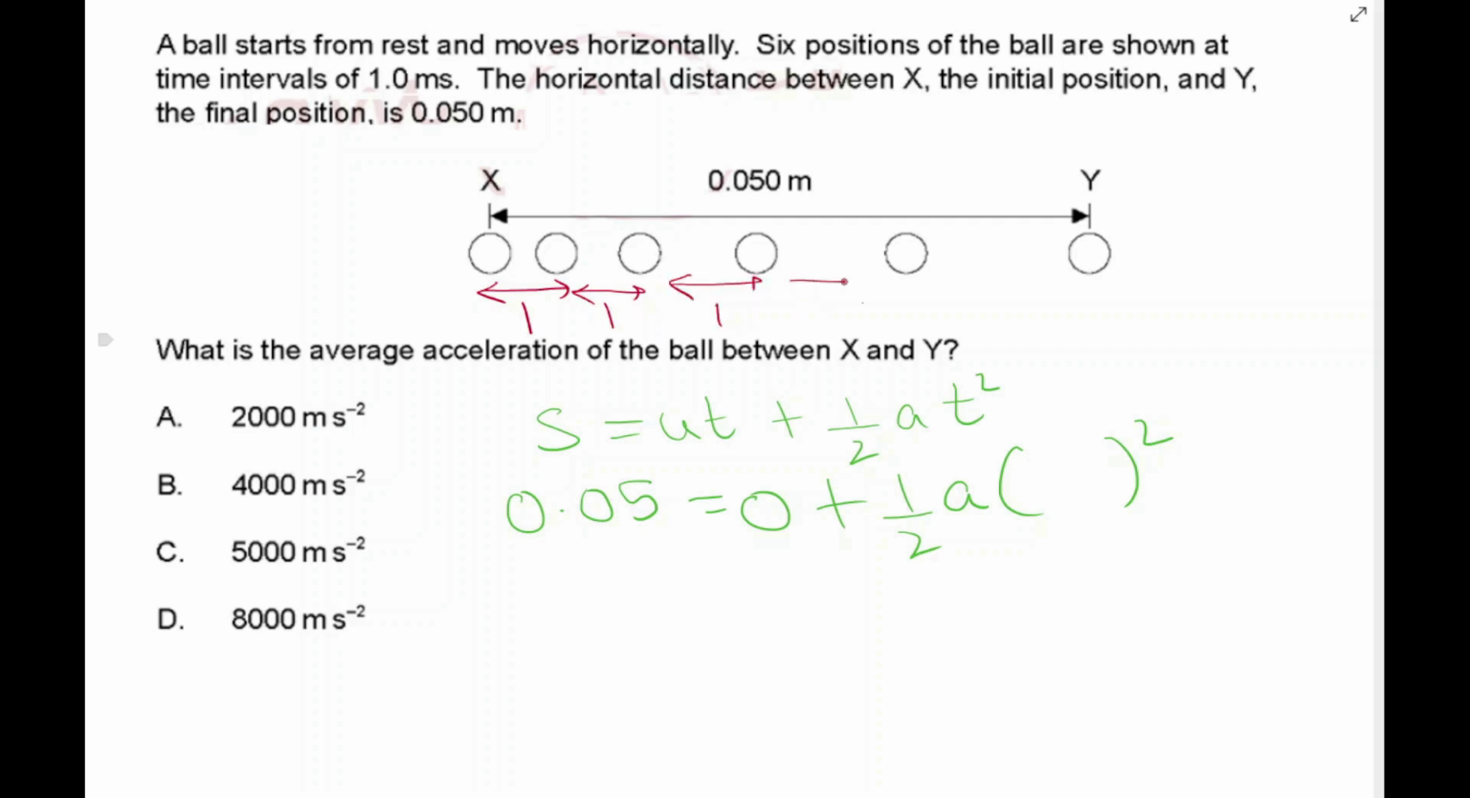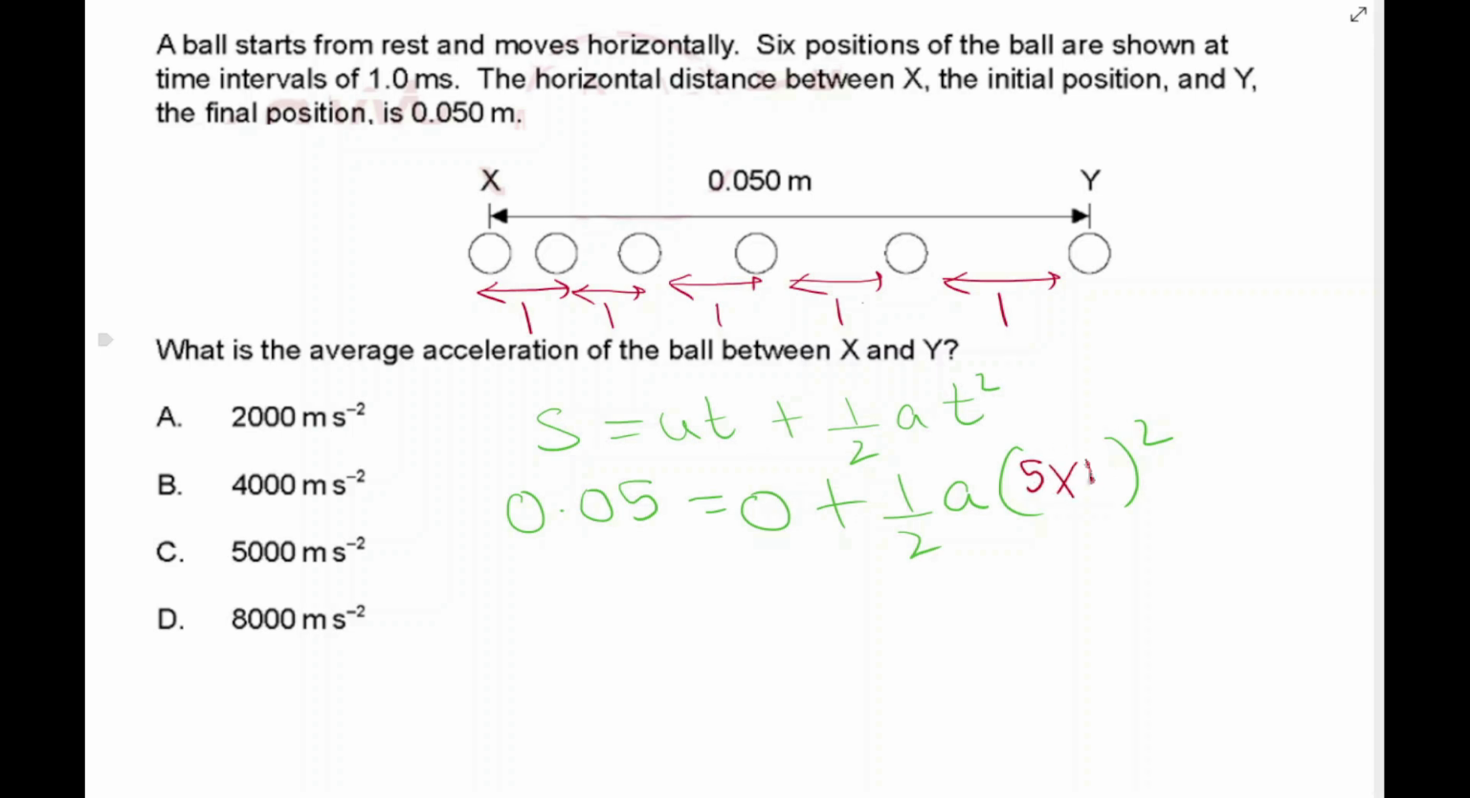Likewise, if I keep adding the ones, the total time from the initial to the final position will be 1, 2, 3, 4, 5. So there are 5 gaps between the positions, and we can say the total time is 5 milliseconds. So the total time for the ball to go from the starting to the final position is 5 milliseconds, and let us write t as 5.